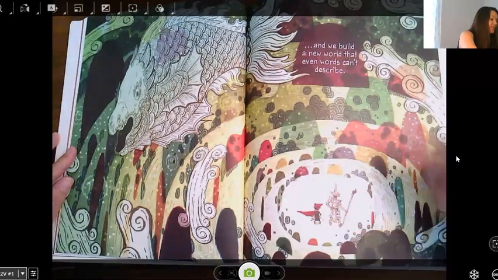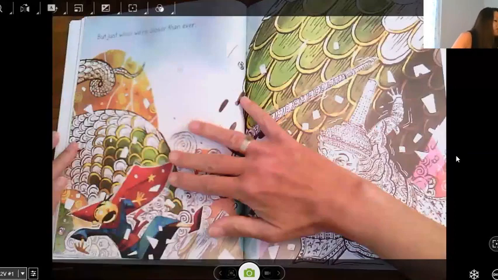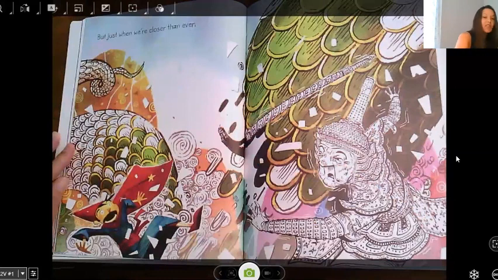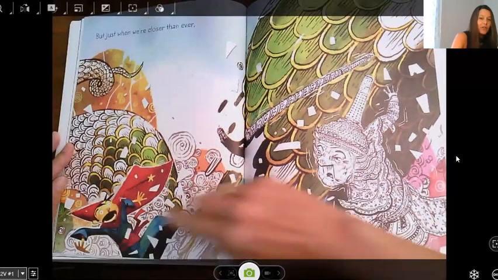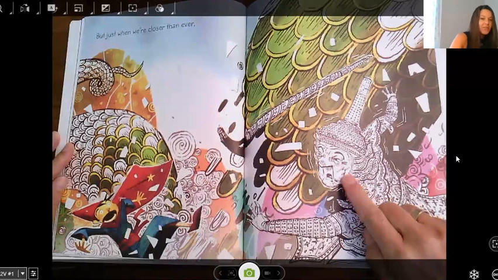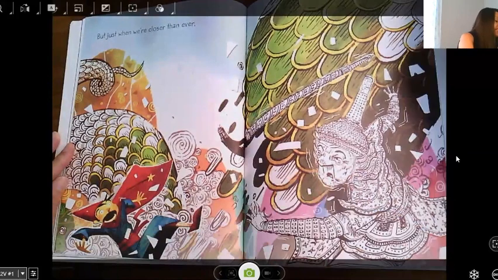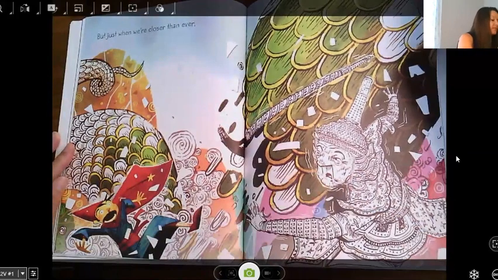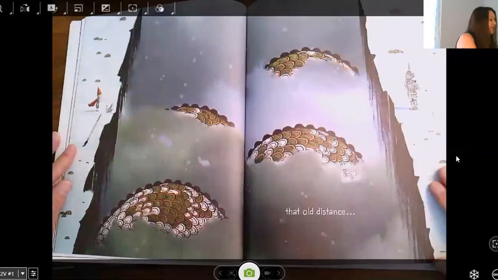Gorgeous. But just when we were closer than ever, tension's building. Look at his face. The grandfather looked worried on his face. He's falling down in that world they created together. Now they're split. They're two worlds.